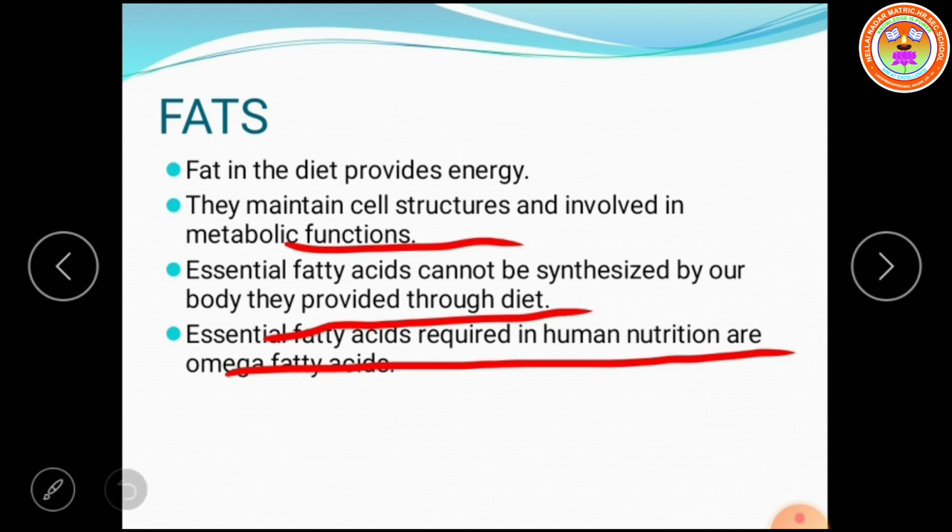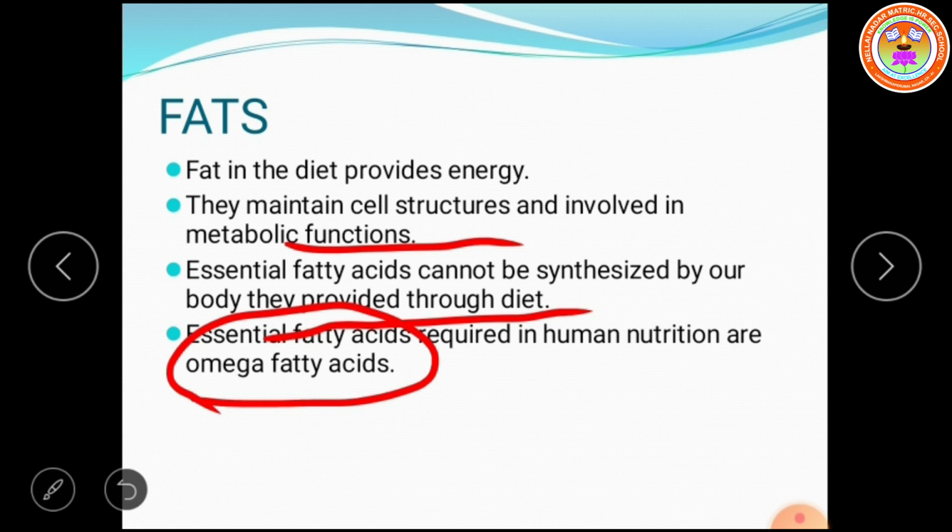Okay, what is an example of an essential fatty acid? Omega fatty acid. This omega fatty acid is normally obtained from fish. Fish meat contains more omega fatty acids. It is very useful to maintain the cardiovascular functions. Omega fatty acids.